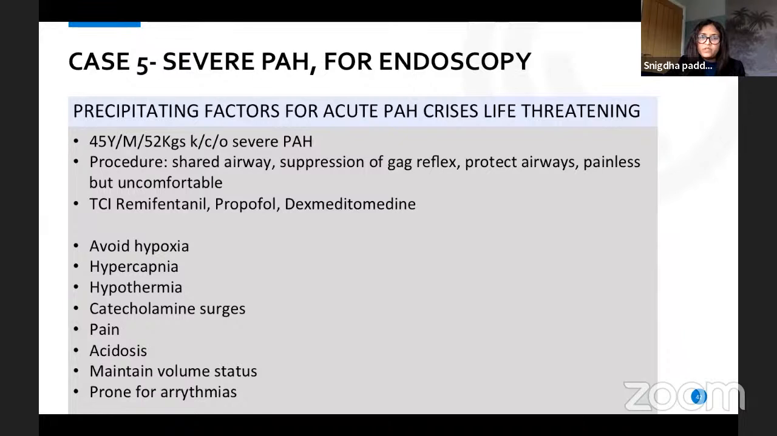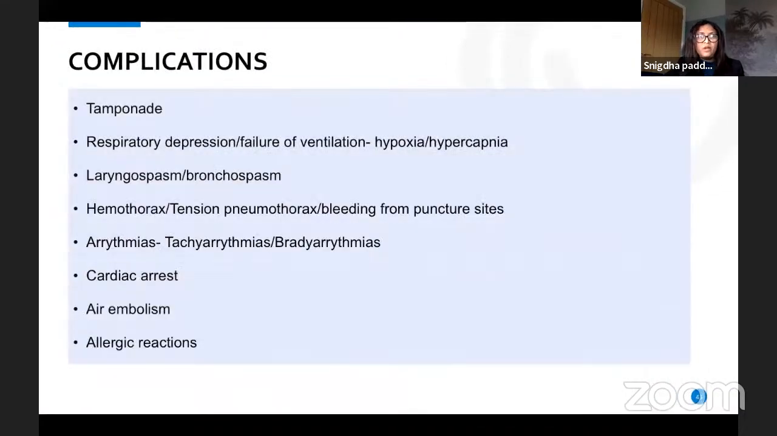If you don't have remifentanil, it can be combined with dexmedetomidine, as long as we are trying to keep these things in mind: avoid hypoxia, hypercapnia, hypothermia, catecholamine surges, pain, acidosis, and maintain the volume status. So we know what are the factors that can lead to acute severe PH crisis. If we can avoid that, maintain spontaneous breathing, maintain oxygenation, then the procedures can be done safely.